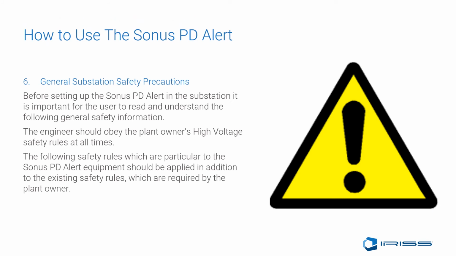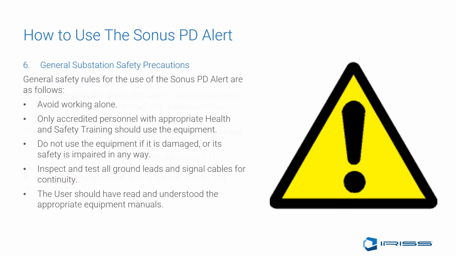Section 6. General Substation Safety Precautions. Before setting up the Sonos PD Alert in the substation, it is important for the users to read and understand the following general information. The engineer should obey the plant owner's high voltage safety rules at all times. The following safety rules, which are particular to the Sonos PD Alert equipment, should be applied in addition to the existing safety rules, which are required by the plant owner. General safety rules for the use of the Sonos PD Alert are as follows. Avoid working alone. Only accredited personnel with appropriate health and safety training should use this equipment.